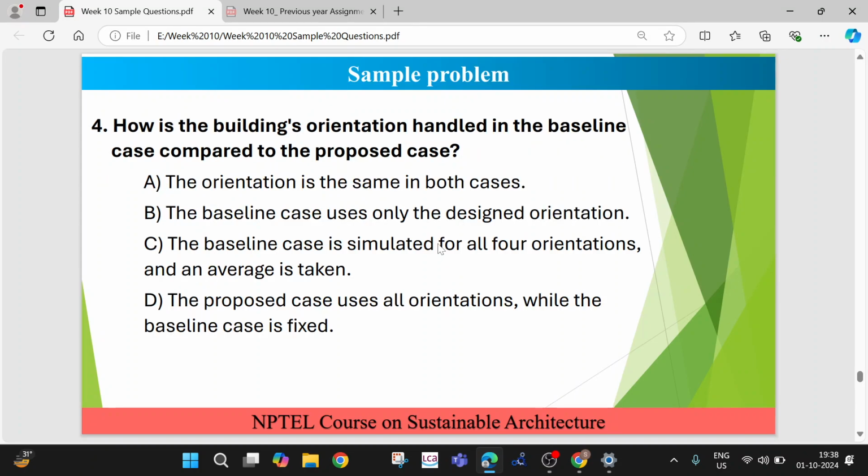Question number 4. How is the building's orientation handled in the baseline case compared to the proposed case? So in different subsections, the proposed case and the base case were discussed. In that, how the orientation of the base case as well as the proposed case is done was also discussed. So the answer to this also you can provide.